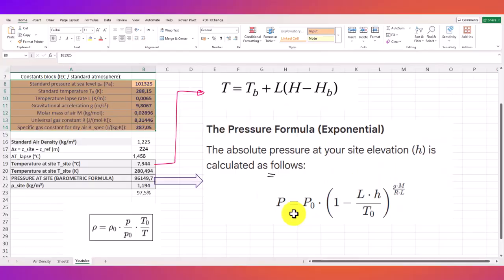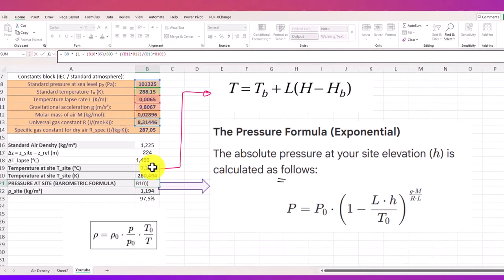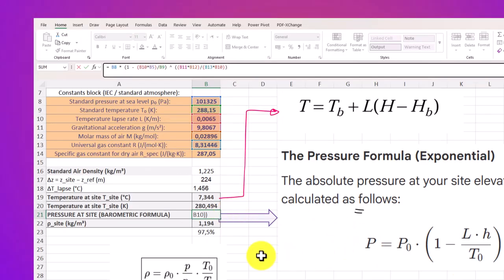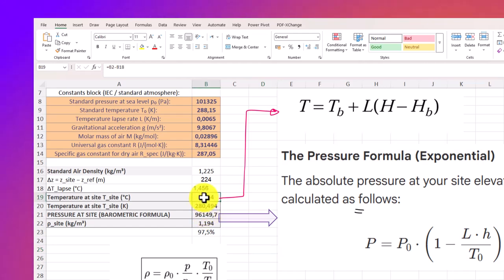So we have calculated the hydrostatic pressure using the given parameters. When I click here, you can see the parameters that we have used to calculate the hydrostatic pressure. Now the adjusted temperature and the calculated pressure are there, so we can easily calculate the air density at the site. It means once temperature and pressure are known, density can be calculated.